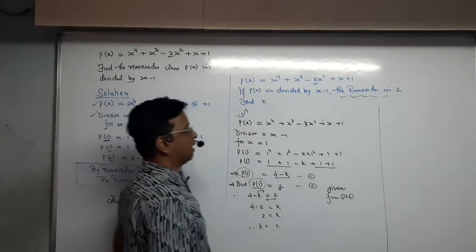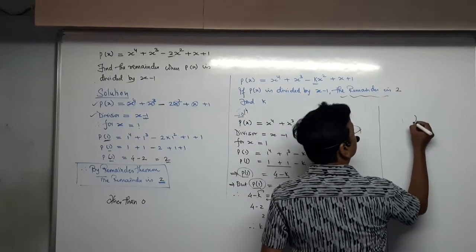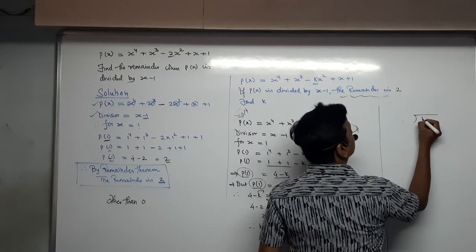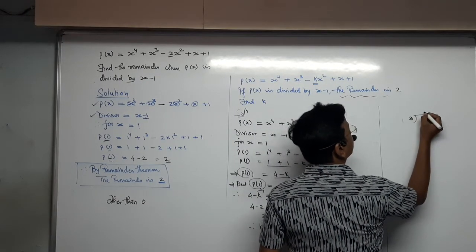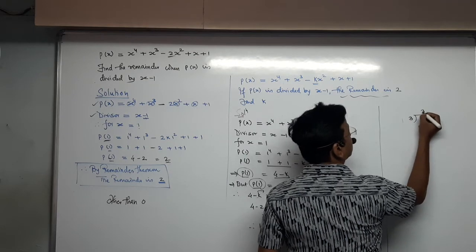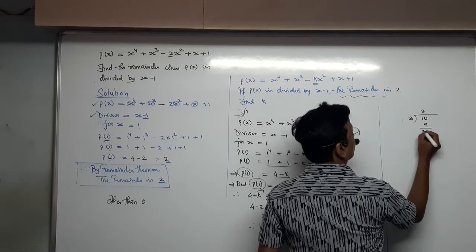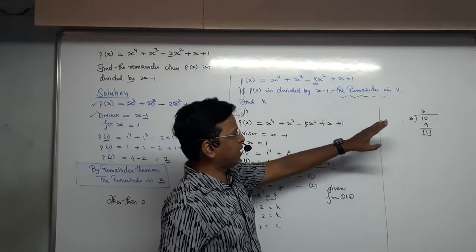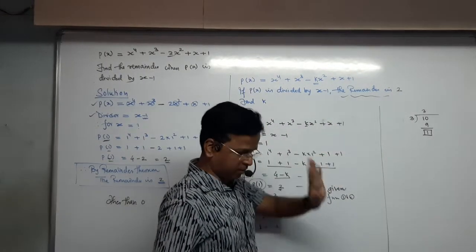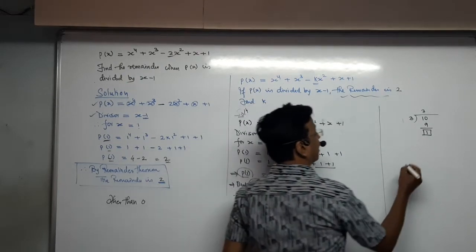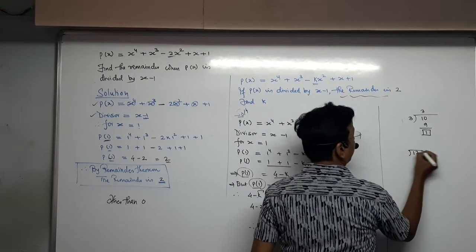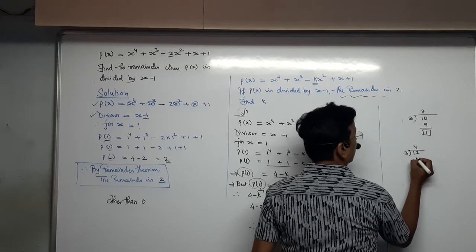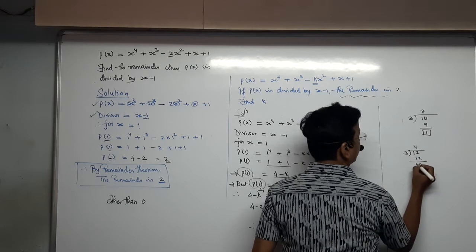Supposing I divide 10 by 3, 3 3s are 9, remainder is 1. Fine. So I will tell, when I divide 10 by 3, remainder is 1. But if supposing I have 12 and I divide this by 3, 4s are 12. Now the remainder is 0.